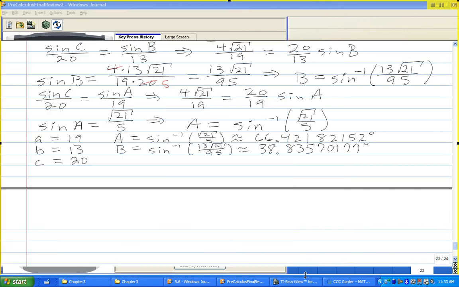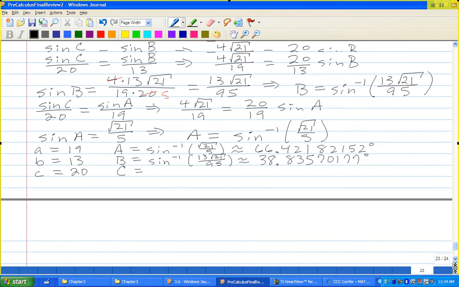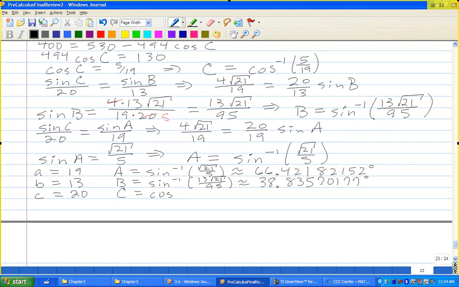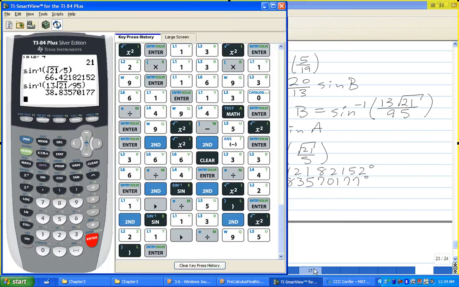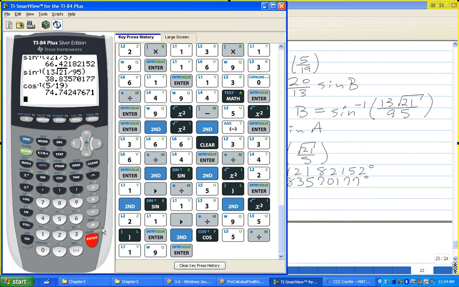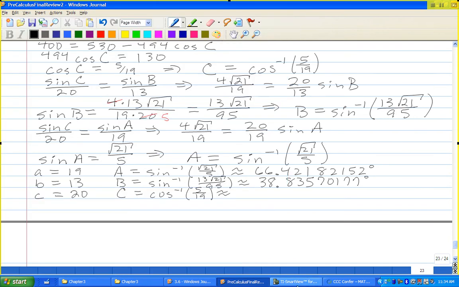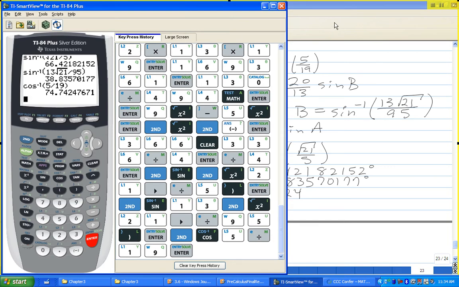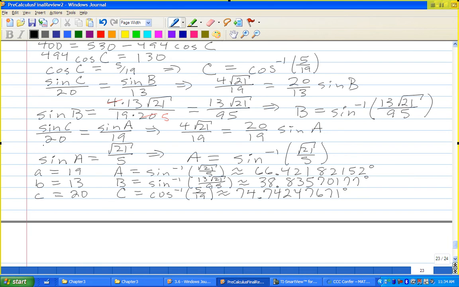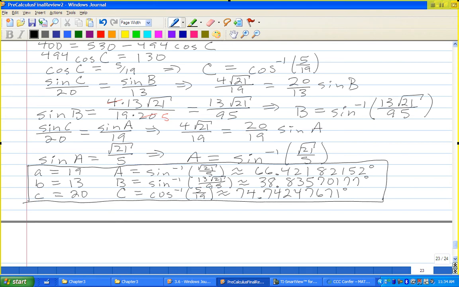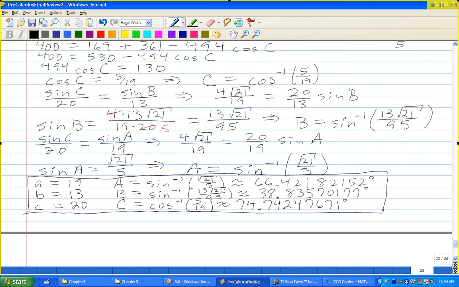Good. And lastly, C is cosine inverse 5 over 19. 74.76 71. And that is your triangle. Okay. 4.